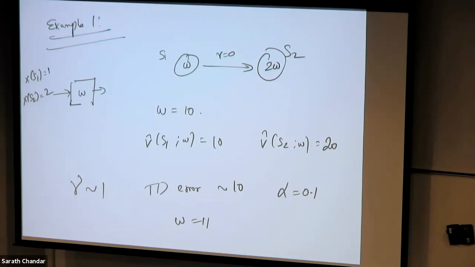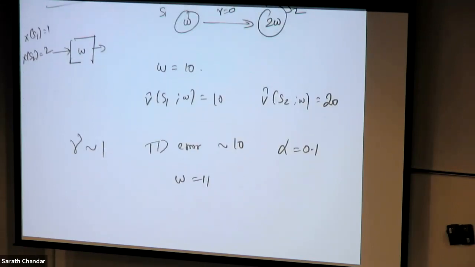Okay. Now with this new W, 11, what is the value of the first state? It's 11. What is the value of the second state? It's 22. I took a step to reduce my error, right? Now what is the new TD error? 11. My TD error is increasing.